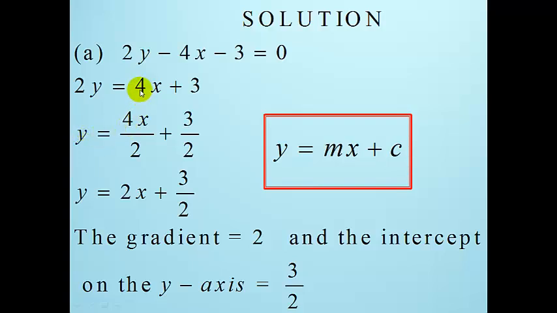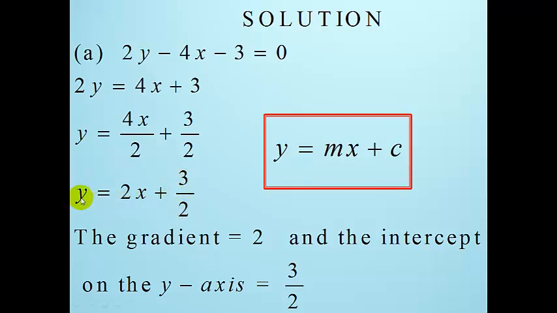This is equal to, when we divide 4x by 2, we have 4x divided by 2 plus, when we divide 3 by 2, we have 3 over 2. Now 4x divided by 2 is equal to 2x because 2 goes into 4 2 times. Now y is equal to 2x plus 3 over 2.